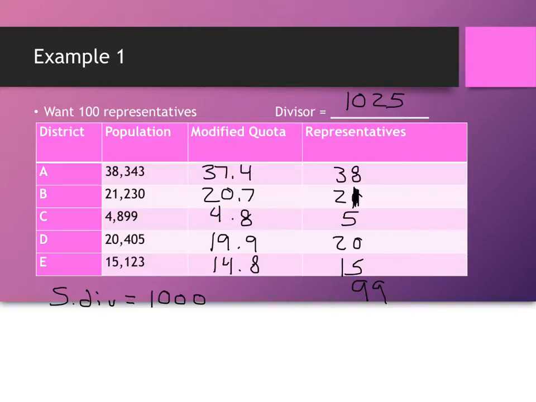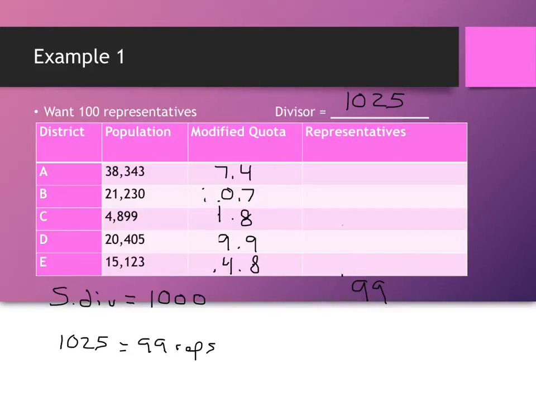Now, again, for our modified quota, the upper quota is always going to give us too many representatives with the standard divisor. Here, the divisor of 1,025 gave us too few representatives. So basically what I'm saying is let's try something that's slightly less than 1,025. So maybe instead of choosing 1,025, I choose 1,020.